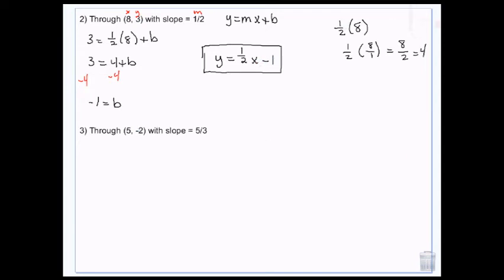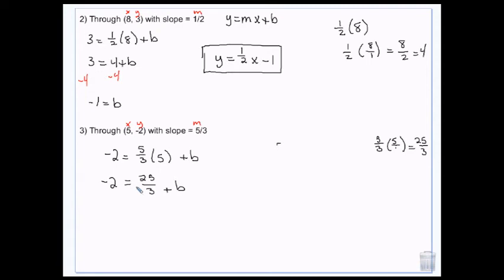So we'll start with our setup. I've got my x, I've got my y, I've got my m. So I have -2 is equal to 5/3 times 5 plus b. Okay, so 3 won't divide into 5, so I'm just going to come over here. 5/3 times 5 over 1, that's going to give me 25/3, right? So I have -2 is equal to 25/3 plus b.